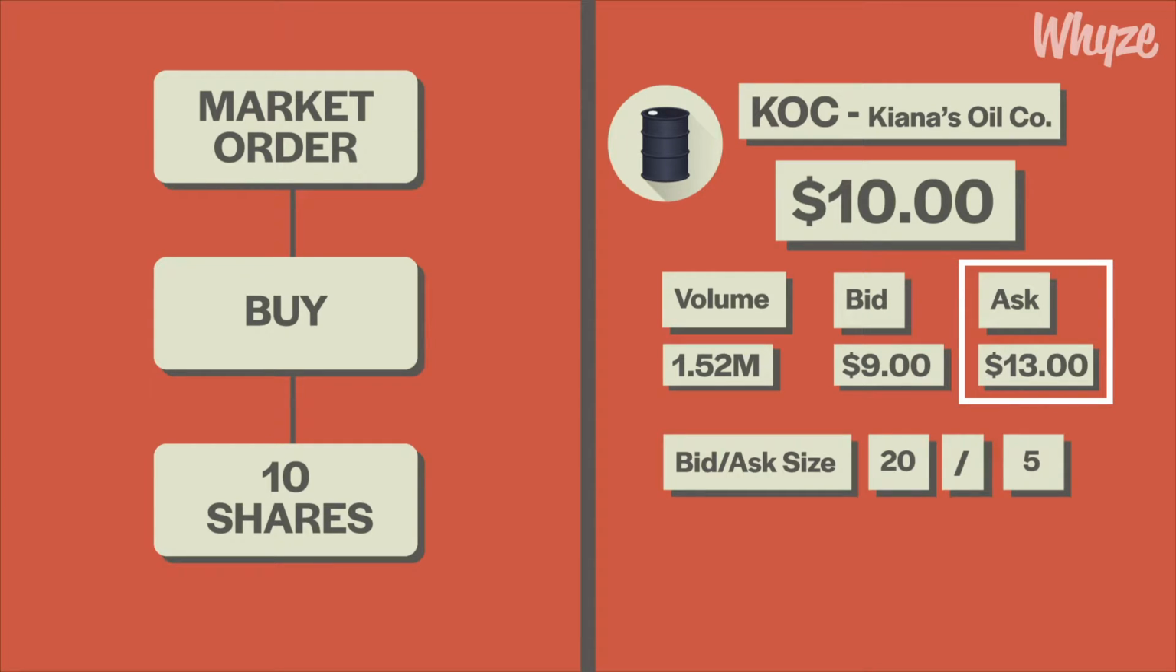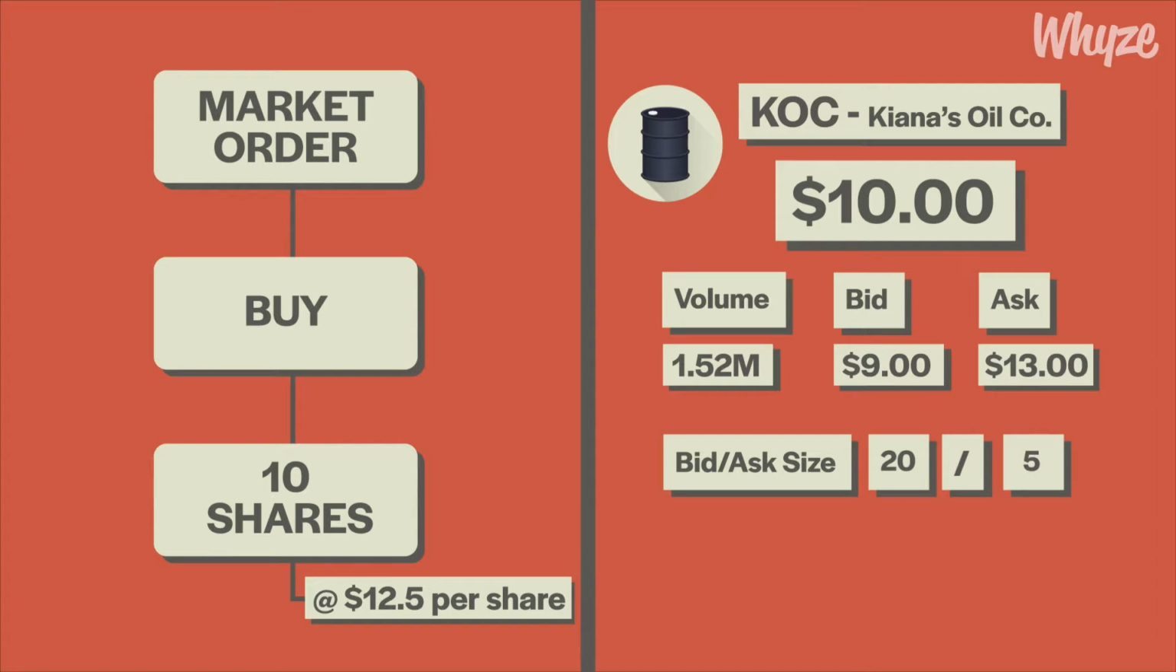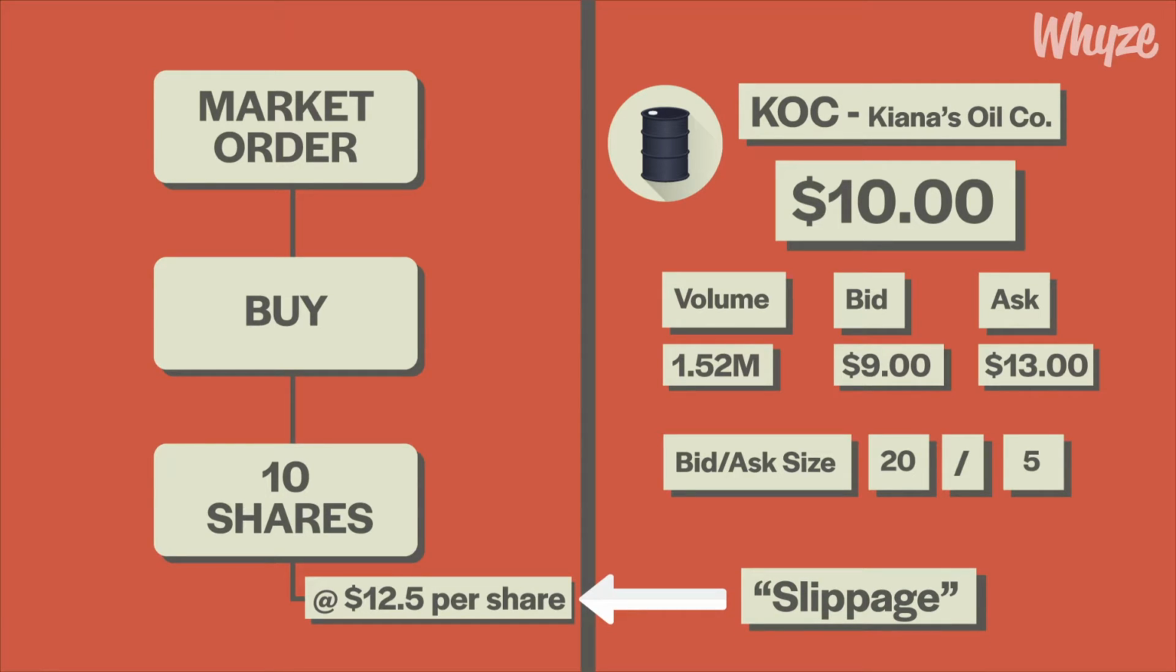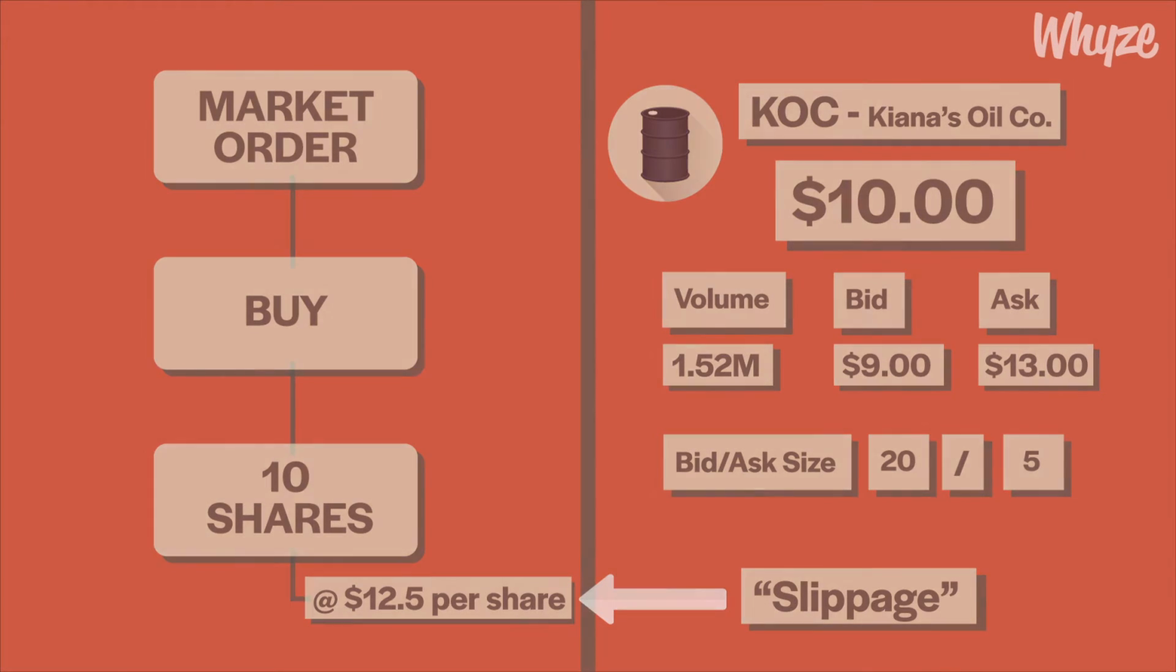After your broker buys the last 5 shares of your order at $13 each, you will have paid an average of $12.50 for 10 shares of a stock that was priced at $10 when you placed your order. This is called slippage and can happen very frequently with market orders. Slippage will quickly wipe out your stock account if you don't minimize it.